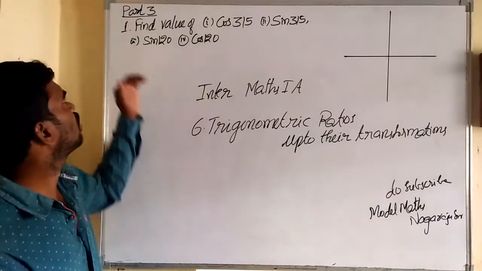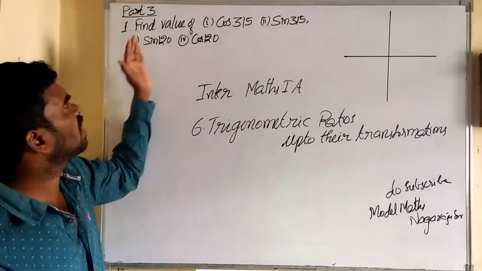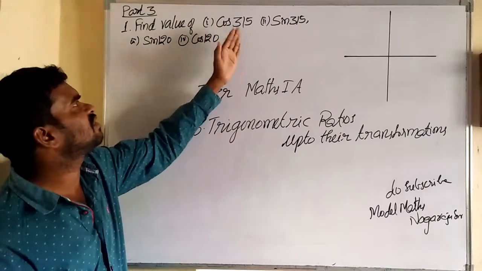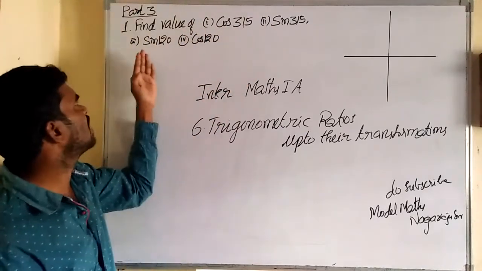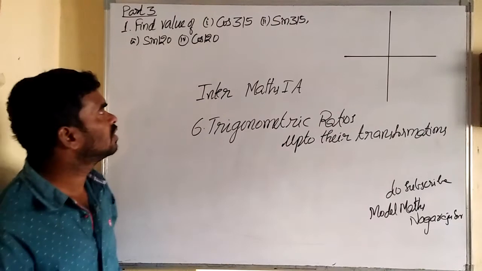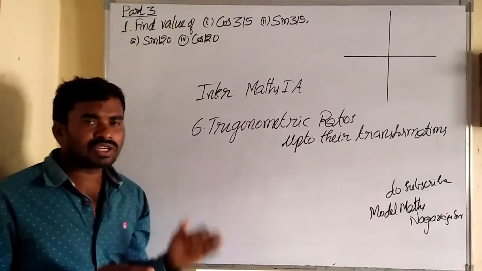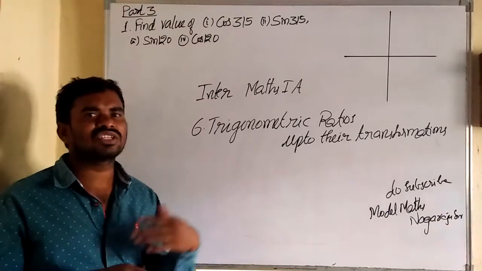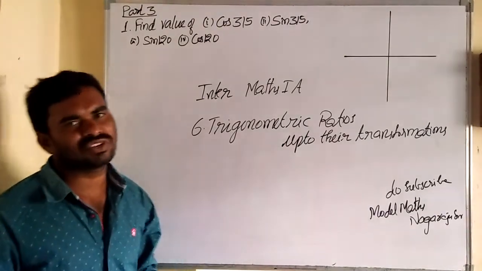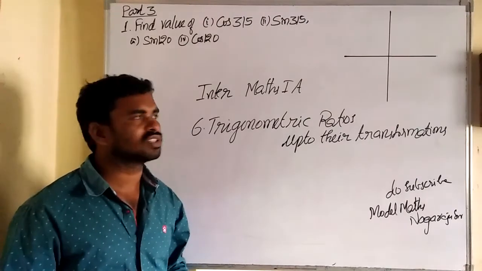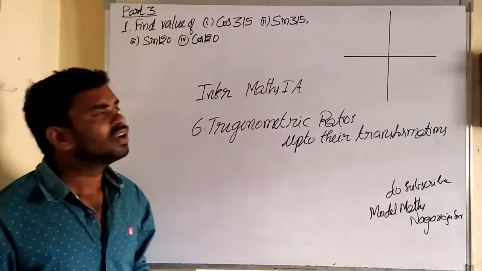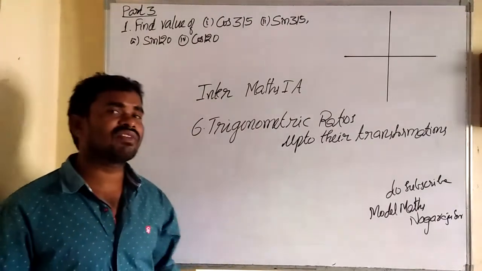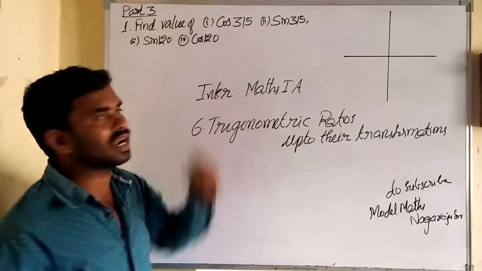Now let us see, in part 3, question number 1. Find the value of cos 315, sin 315, sin 120, cos 120. Dear friends, in 10th class we only know the values of sin 0, sin 30, sin 45 and so on, similarly cos and so on, only up to 90 degrees. But how can we find the values after 90 degrees?